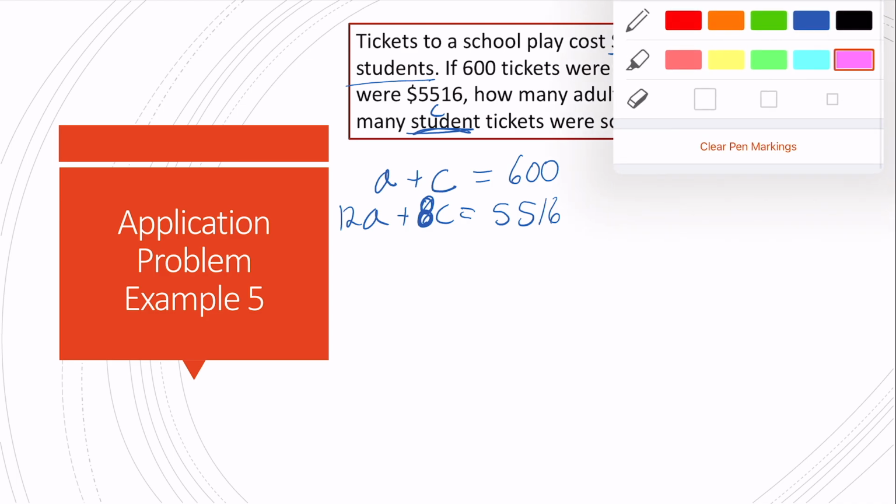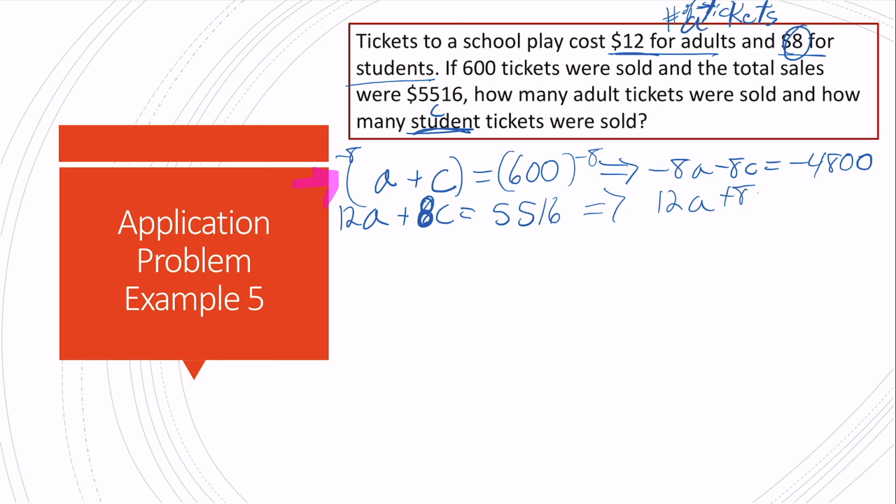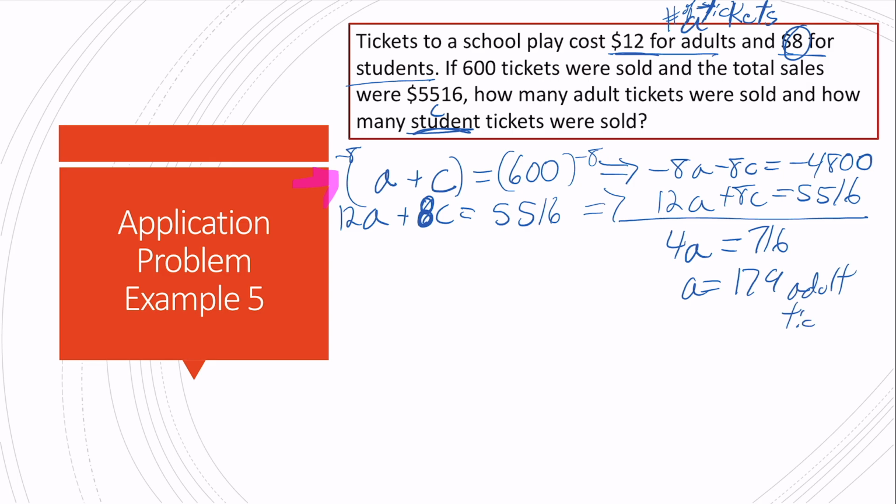I can multiply it by either negative 12 to cancel out the A's or negative 8 to cancel out the C's. I'm going to pick negative 8 because I think the smaller number is less likely to make a mathematical error. That gives me negative 8A minus 8C is negative 4,800. And I still have my original equation of 12A plus 8C is 5,516. I add these together to get 4A is 716, which means A is 179. So I sold 179 adult tickets.